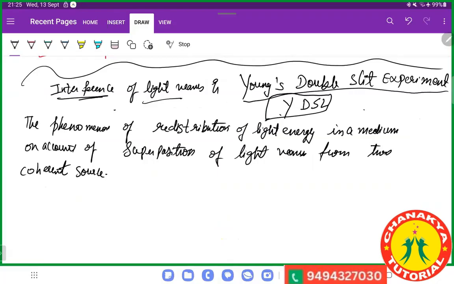I just wrote this definition so that we can save time. Okay, now interference means what? A phenomenon of redistribution of light energy in a medium on account of superposition of light. Now, what do you mean by superposition?